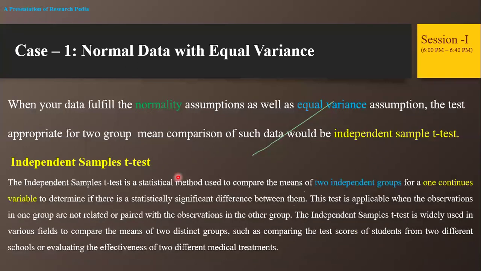The independent sample t-test is a statistical method used to compare the mean of two independent groups for one continuous variable. There should be one continuous variable that would be considered as the dependent variable of the study. To determine if there is a statistically significant difference between them, this test is applicable when the observations in one group are not related or paired with the observations in the other group. The independent sample t-test is widely used in various fields to compare the means of two distinct groups, such as comparing the test scores of students from two different schools or evaluating the effectiveness of two different medical treatments.